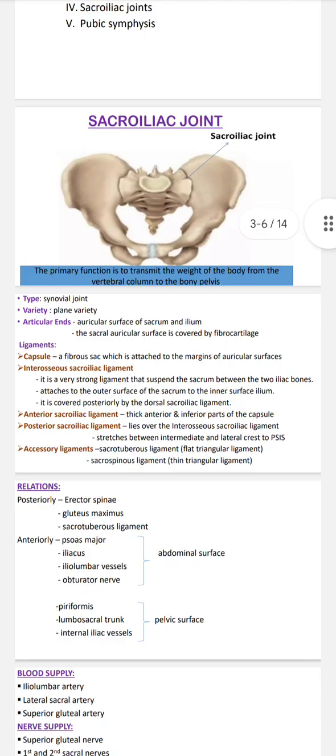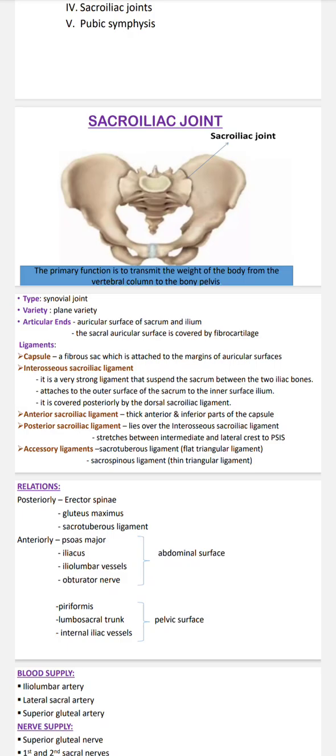So the primary function of the sacroiliac joint is to transmit the whole body weight from the vertebral column to the bony pelvis. The type of the joint is synovial joint. Variety is plain variety. Articular ends are auricular surfaces of both sacrum as well as the ilium. The sacral auricular surface is covered by fibrocartilage.